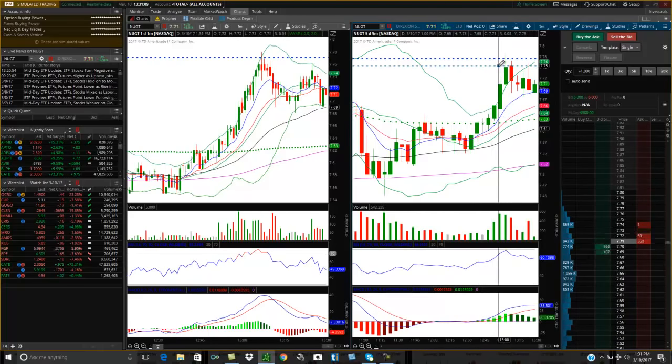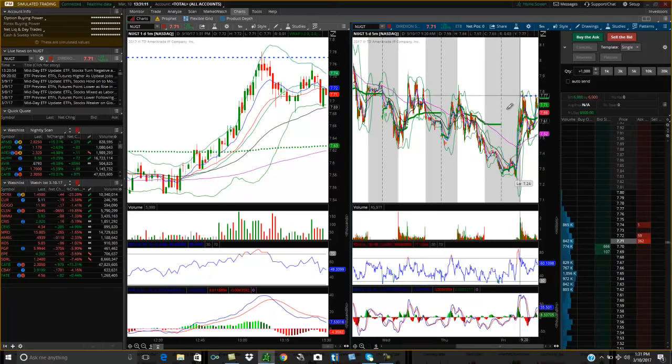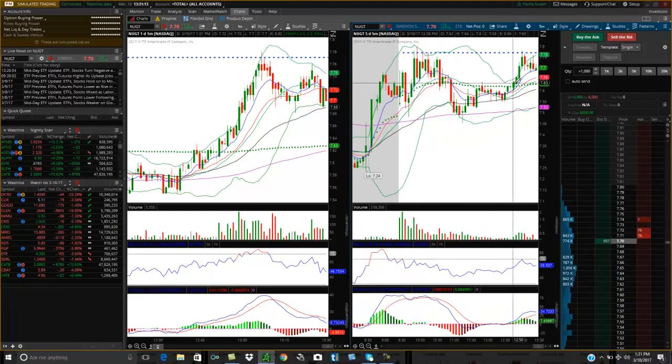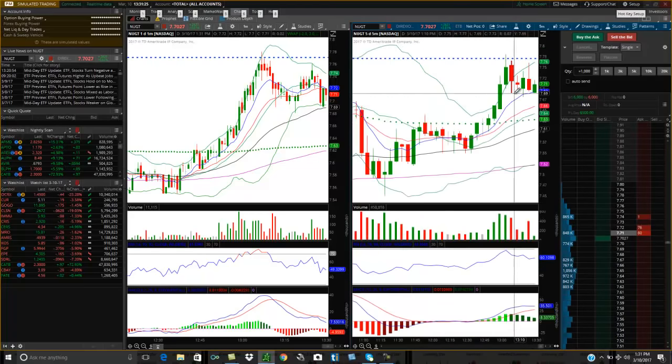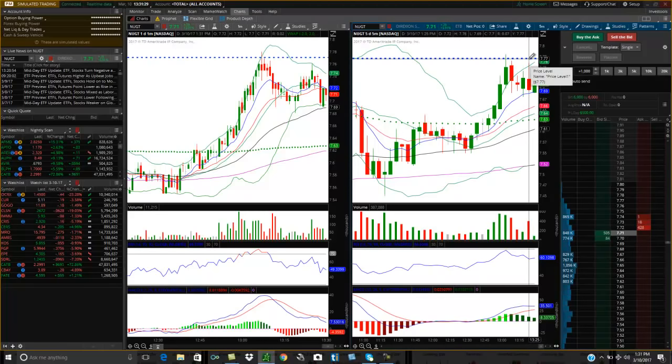Let me get rid of that. When price got outside of the Bollinger Band a little bit, it kind of snapped back in. And you can see, like I said, this area here has some major resistance. And over here, what I want to do is see if price goes back up and touches this area again.